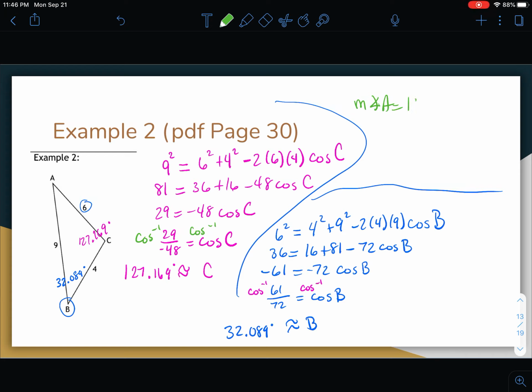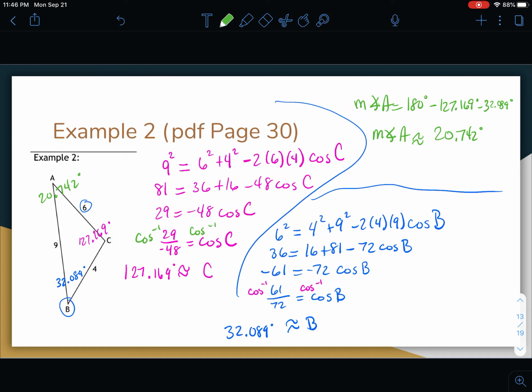Okay, the last part of this is the nice little part at the end where we say measure of angle A has to be 180 degrees. Take away the 2 angles we just found. 127.169 degrees and take away 32.089 degrees. So the measure of angle A is approximately equal to, because of course we're doing quite a bit of rounding here, 20.742 degrees. Okay, so this is how we're going to go ahead when we have non-right triangles.